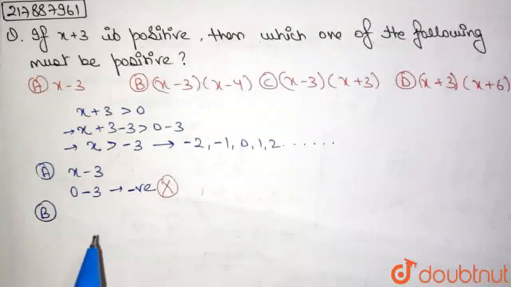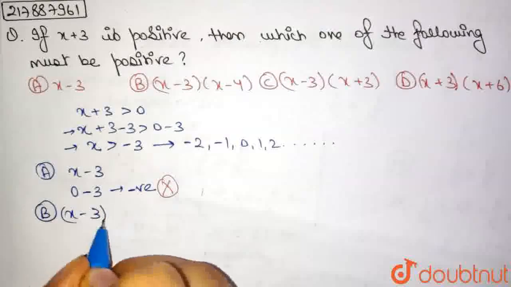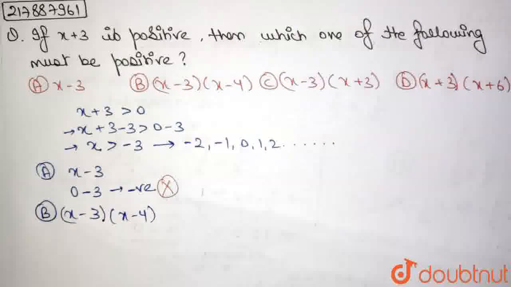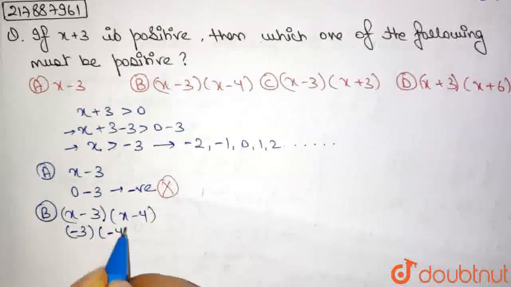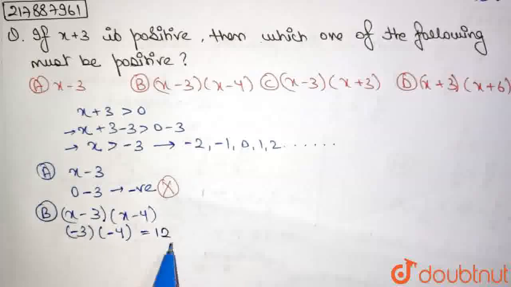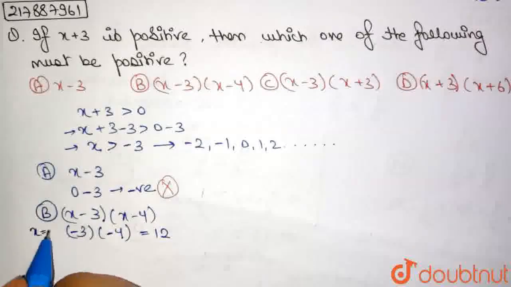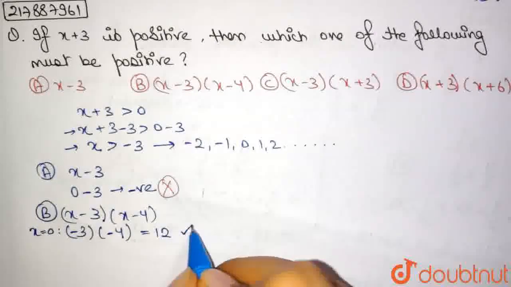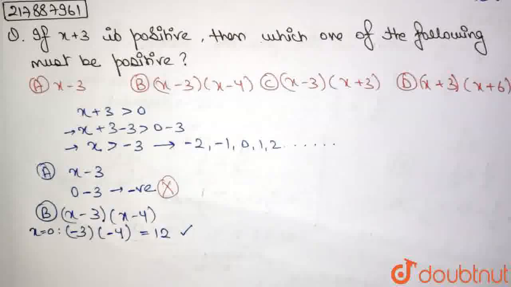Let us check for option B, which says x minus 3 into x minus 4. Once again here, we have x minus 3 and x minus 4, right? Let us check it for different values. If I write x as 0, it will become minus 3 into minus 4, which is equal to 12. We say okay, this is positive, and so we checked for 0.